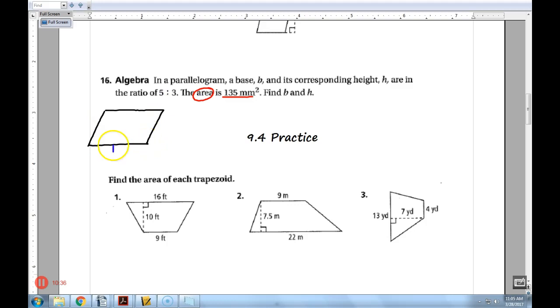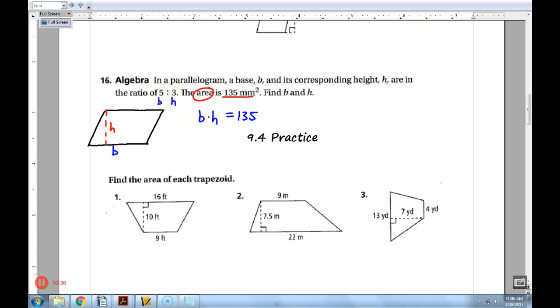And this is my base. And this is my height. And I know when I multiply base times height, I get an answer of 135. But I've got to find two numbers that are in the correct ratio of 5 and 3. Okay, so it says the base to height ratio. So this represents the B, this represents the H.